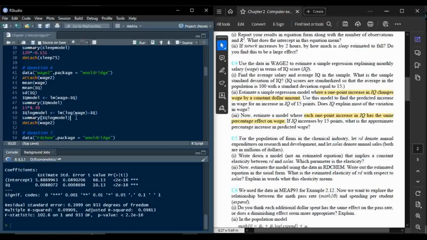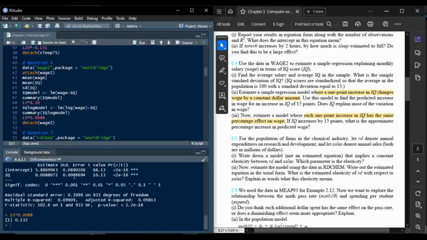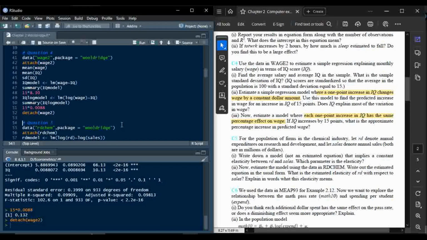Now if IQ changes by 15 points, then what will be the percentage increase in the wage? Let's calculate 15, the change in IQ, times the slope coefficient 0.0088. Press Ctrl plus Enter. Okay, in this case, if IQ increases by 15 points, then the wage will increase by about 13.2 percent. Okay, so let's detach this dataset. Press Ctrl plus Enter. Now let's go to question number 5.